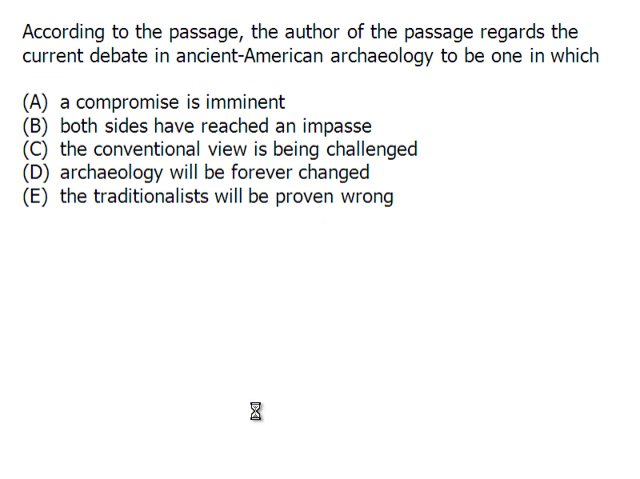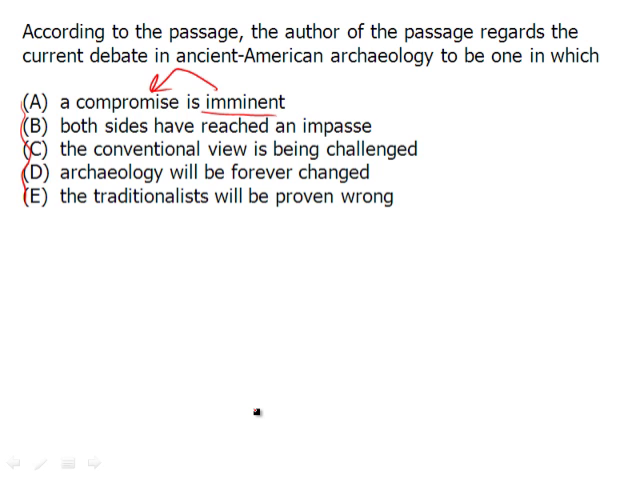And with that, and again, that doesn't take very long, you are better equipped to answer the question. So we look here, it says, according to the passage, the author of the passage regards the current debate in ancient American archaeology to be one in which what? Okay, so we know it's one in which there's a paradigm shift happening. There is a new story challenging the old story. Okay, A: a compromise is imminent. Well, imminent means about to happen.